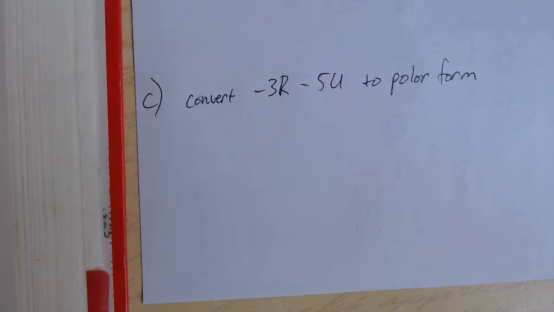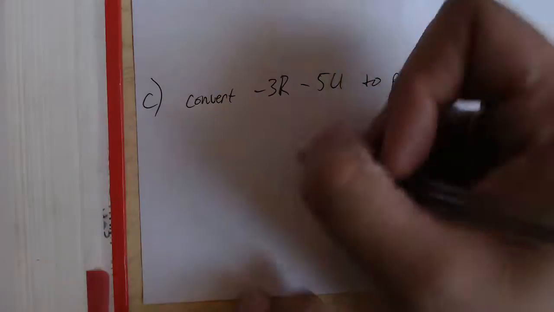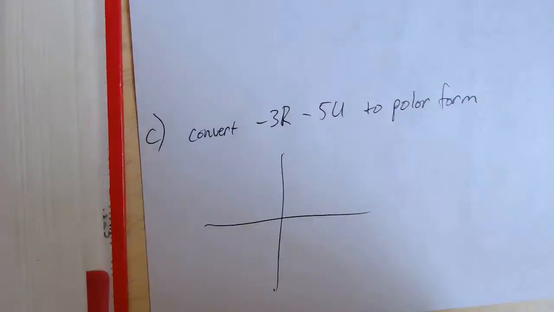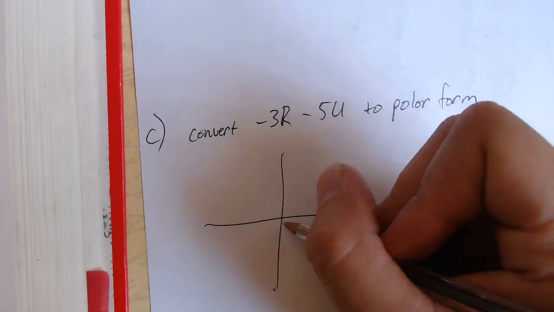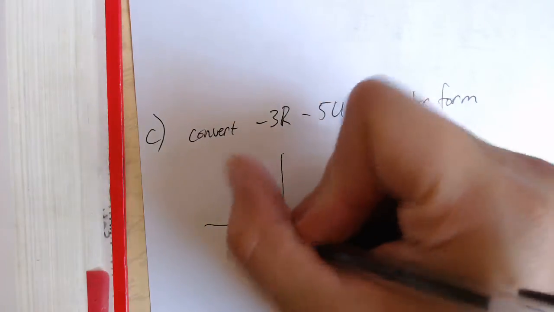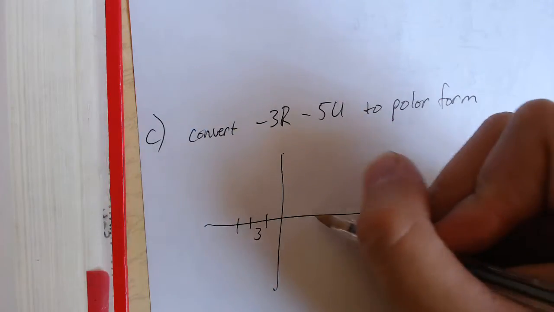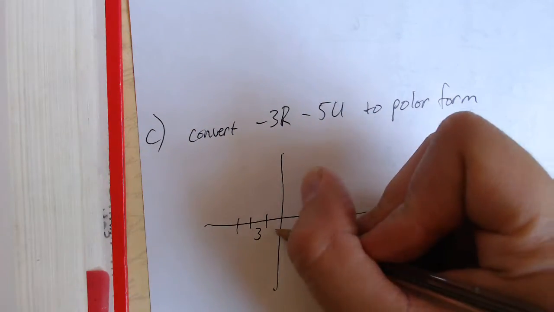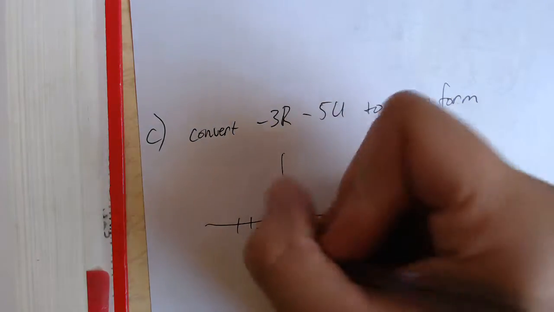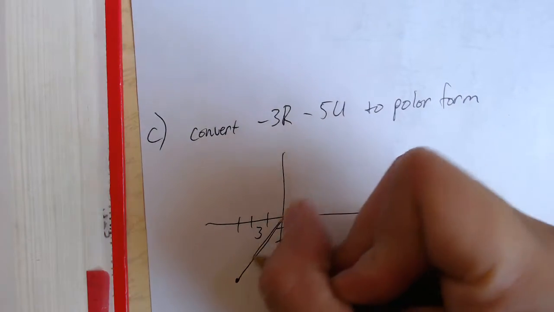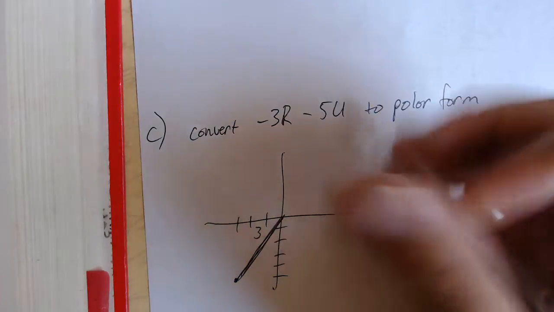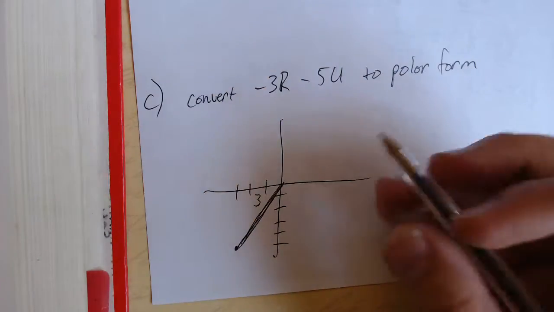The last one: convert negative 3r minus 5u to polar form. So we have to draw a graph, and we're going to plot this angle. Negative 3r is going to be left, so we go left 1, 2, 3, and then negative 5u is going to be dropping 5, so we go down 1, 2, 3, 4, 5. And this is going to be our vector, or our number that we're dealing with.